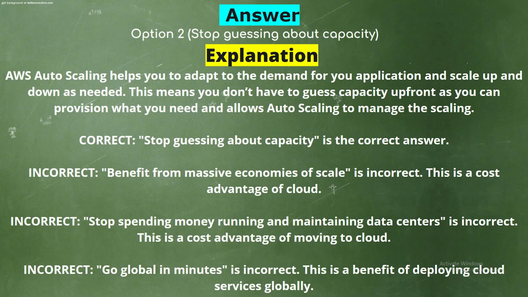Incorrect. Benefit from massive economies of scale is incorrect. This is a cost advantage of cloud. Incorrect. Stop spending money running and maintaining data centers is incorrect. This is a cost advantage of moving to cloud. Incorrect. Go global in minutes is incorrect. This is a benefit of deploying cloud services globally.